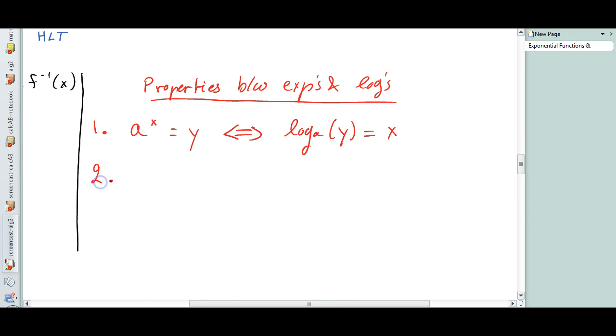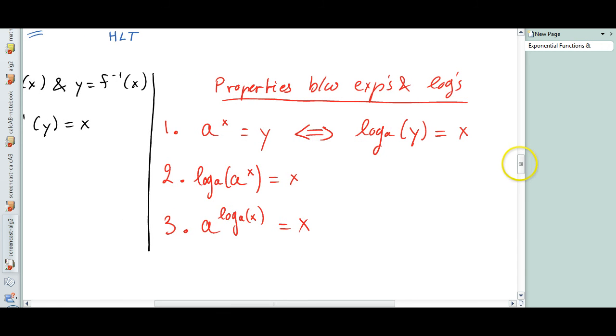Second property, if you take a value, an input, and you put it into an exponential function, and then you plug that into a logarithmic function, then you'll be back to where you started. Property number 3, if you take an input, you plug it into a logarithmic function base a, and this now you plug into an exponential function base a, then you'll be back to where you started, okay? We went over that in class, that's why I'm going a little bit fast, all right?